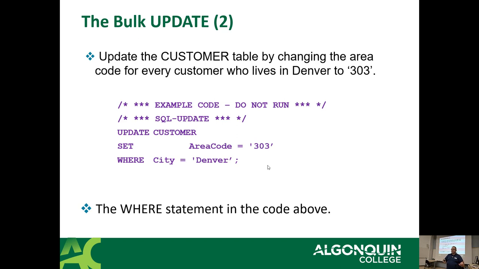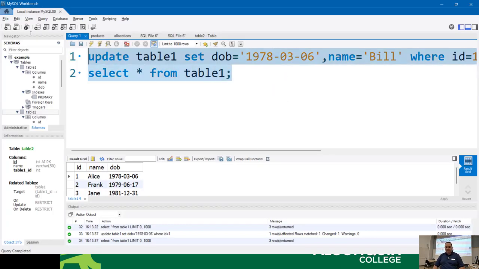In theory, you can also do a bulk update that affects multiple rows of data by including something in the where clause, which is the filtering clause that affects multiple rows. That's also considered a bulk update. It looks something like this.